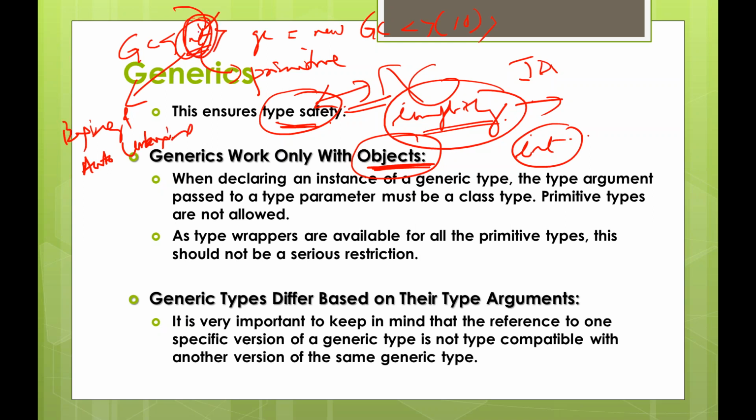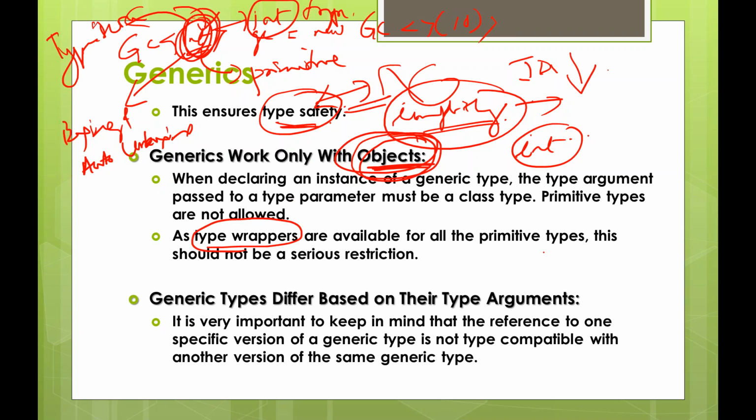Int is a primitive data type. For values, auto boxing and unboxing happen, but for the type itself, it will not happen. So it works only with objects, but this is not a serious restriction for us because we have type wrappers for each and every primitive data type. For byte, we have Byte.